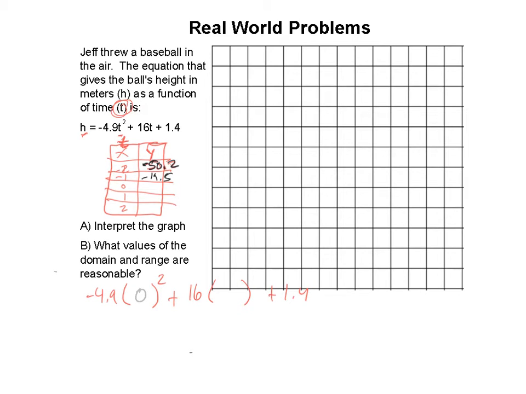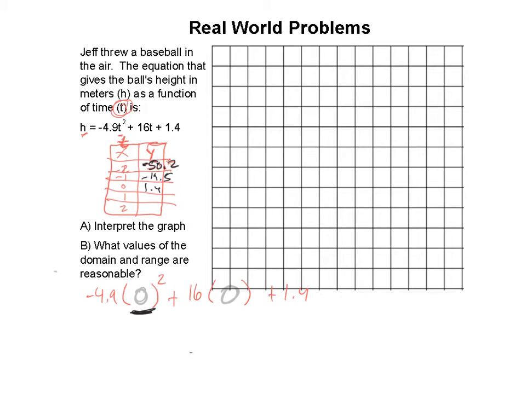All right, 0, 0. So if I put 0 in those spots, why do I have gray? That's really bizarre. Let's try that again. 0, 0. I guess we're going gray today. All right, that's okay. 0 squared is just 0. 0 squared is just 0 times negative 4.9 is still 0. 16 times 0 is 0 plus 1.4. I think you know the answer to that. We just have 1.4.